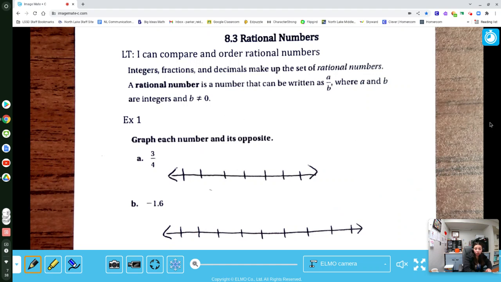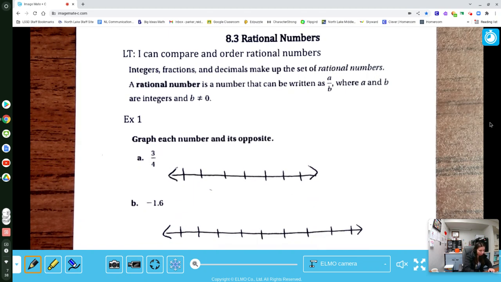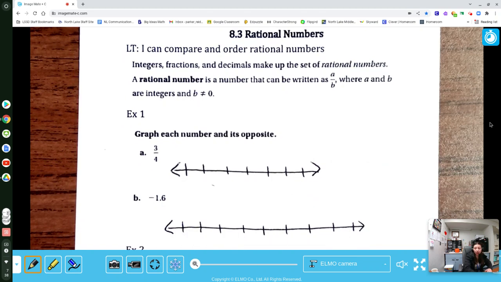This just means a rational number is anything that can be written as a ratio, as a fraction, like 3/4. Or when we have a decimal, we can still write decimals as fractions. So anything that's written as a fraction, as a ratio, is a rational number.